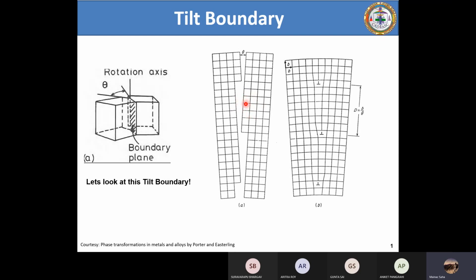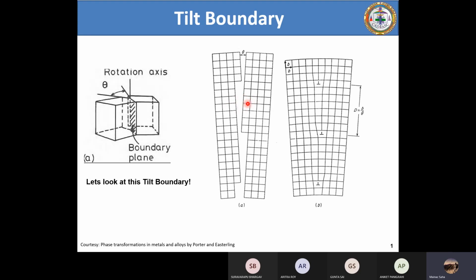Any atom at a boundary will not be surrounded by the same number of atoms as an atom present in the bulk. Here also, 1, 2, 3, and 4, so the coordination number is 4. Here the coordination number will be how much? 1, 2, and 3, right? There is no atom here. There is a discontinuity. Similarly, for an atom here, there will be a discontinuity.